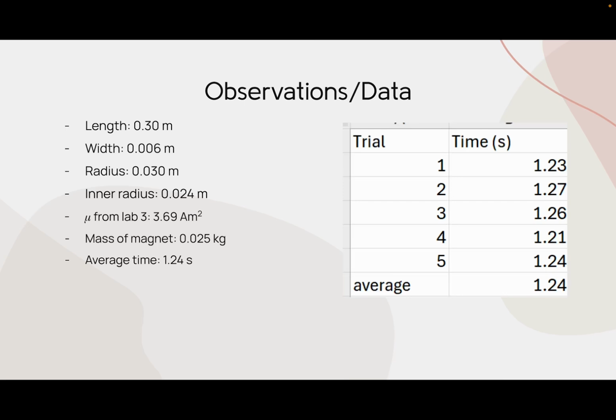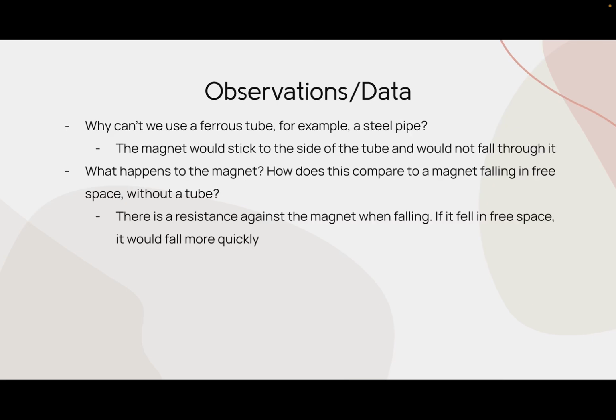So these are the observations and data that were obtained. The length of the tube was 0.3 meters, the width was 0.006 meters, the radius was 0.03 meters, and the inner radius was 0.02 meters. And the mu from lab 3 was 3.69, and the mass of the magnet was 0.025. The average time that we got from the experiment was 1.24 seconds.